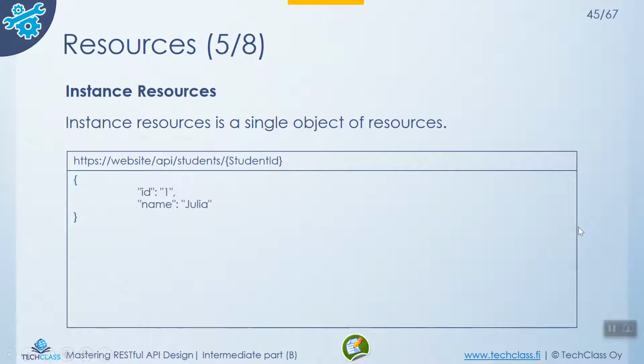And then we have instance resources, which is like one single resource. So here you can see students, and then here we have this query string as a student ID. So by inserting 1 here, this student is being returned to the client. So here the ID is 1 and the name is Julia.